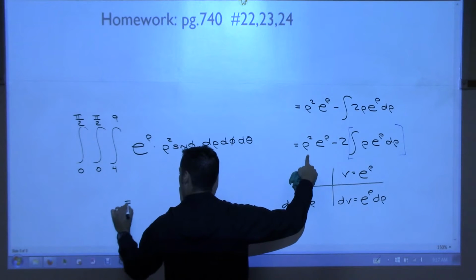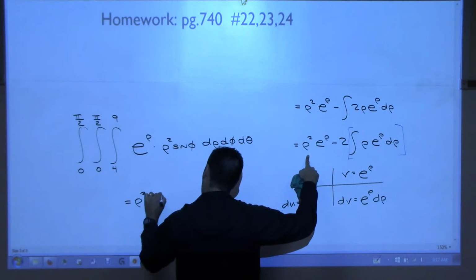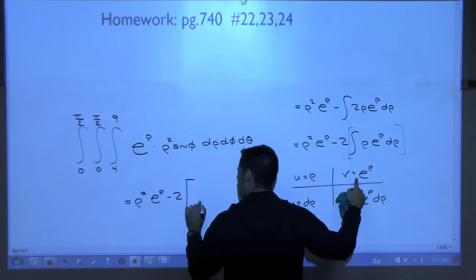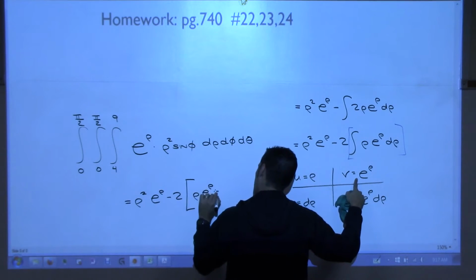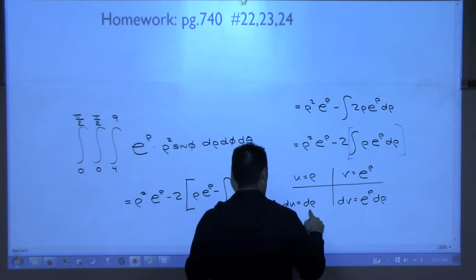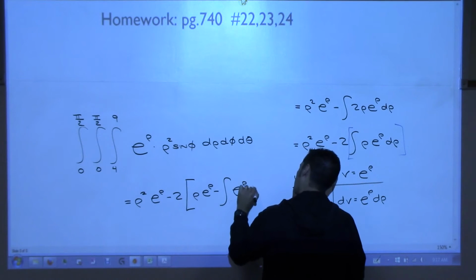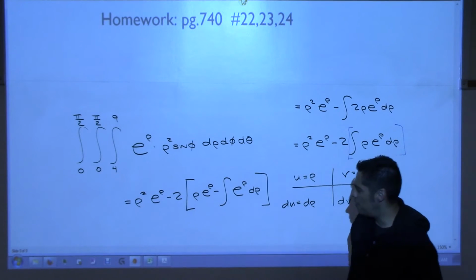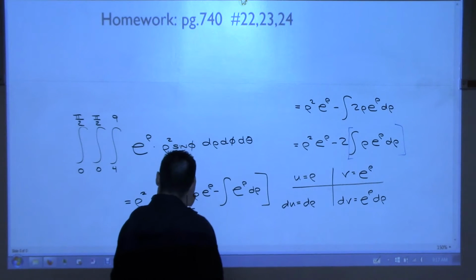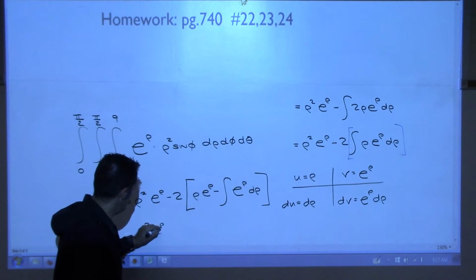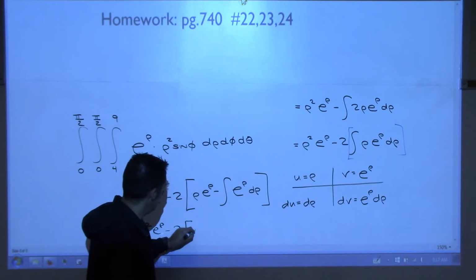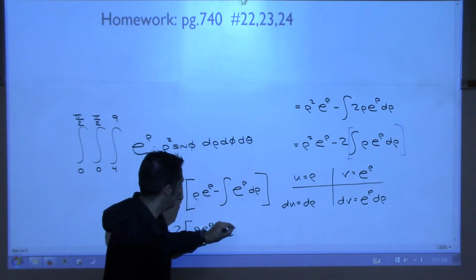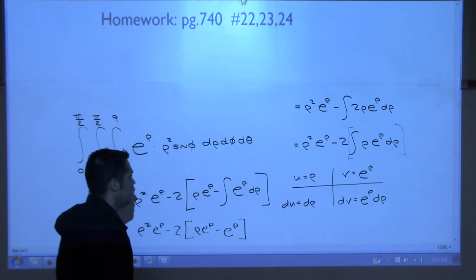I have rho squared e to the rho minus 2 times, in brackets, rho e to the rho minus integral e to the rho d rho. And the antiderivative of e to the rho is itself. So this just becomes rho squared e to the rho minus 2 times rho e to the rho minus e to the rho. And then I can distribute.